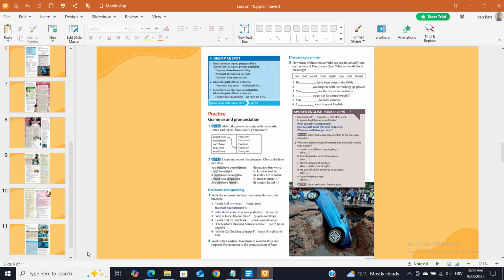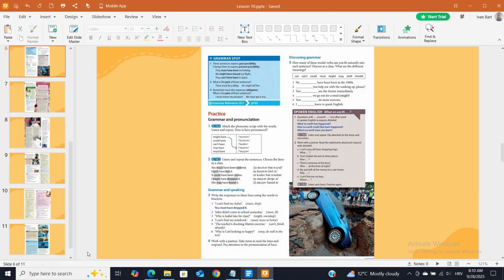Grammar and pronunciation. 10.6 Match the phonemic script with the words. Listen and repeat. How is have pronounced? Might have. Could have. Can't have. May have. Must have.